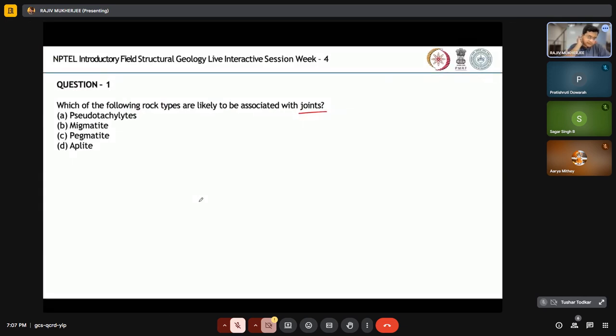Okay, so the likely answer for this question is option C, pegmatite, and I will explain why. So first of all, let me define the difference between a joint and a fault. A joint is a type of fracture plane with negligible fracture parallel displacement.